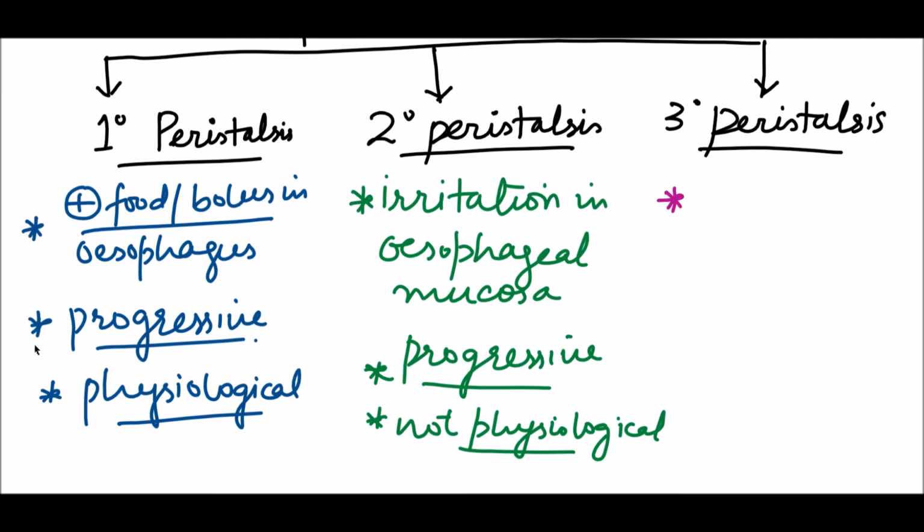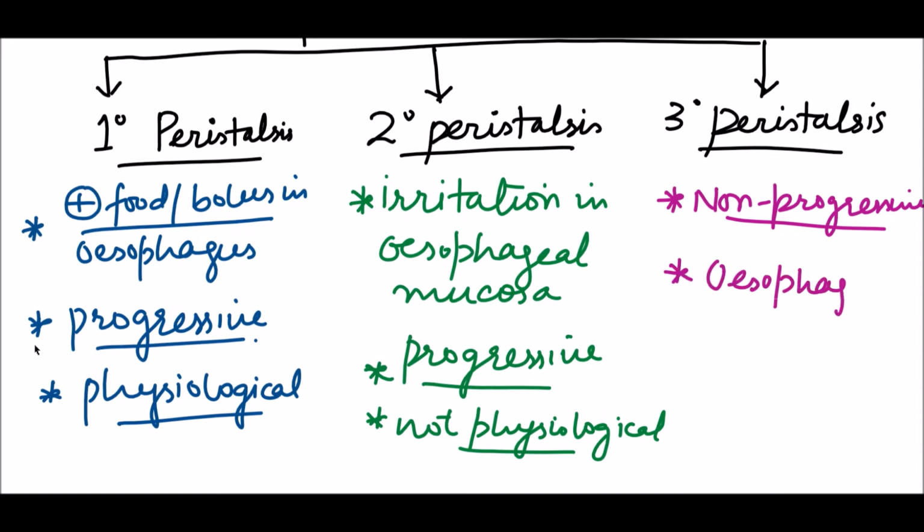Tertiary peristalsis is non-progressive peristalsis. It means the bolus is not going to go towards the stomach. In other words, this results in esophageal spasms. The lumen of esophagus is going to close completely during tertiary peristalsis, and food is not going to progress in forward direction. So these are different types of peristalsis.